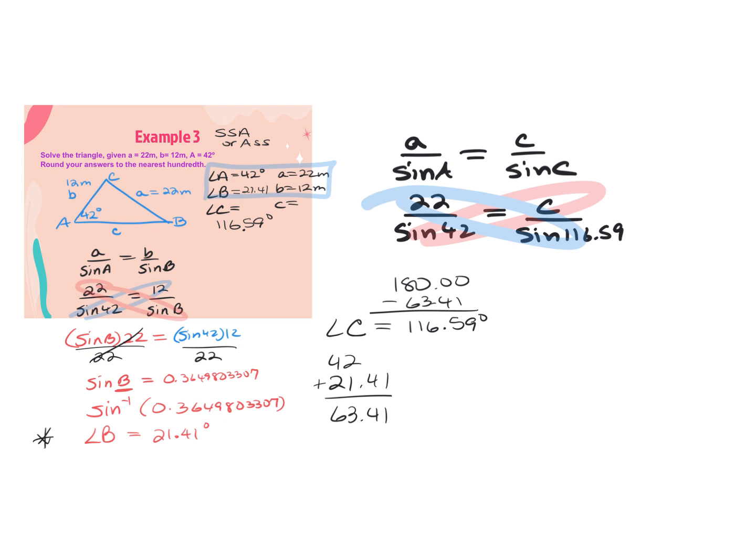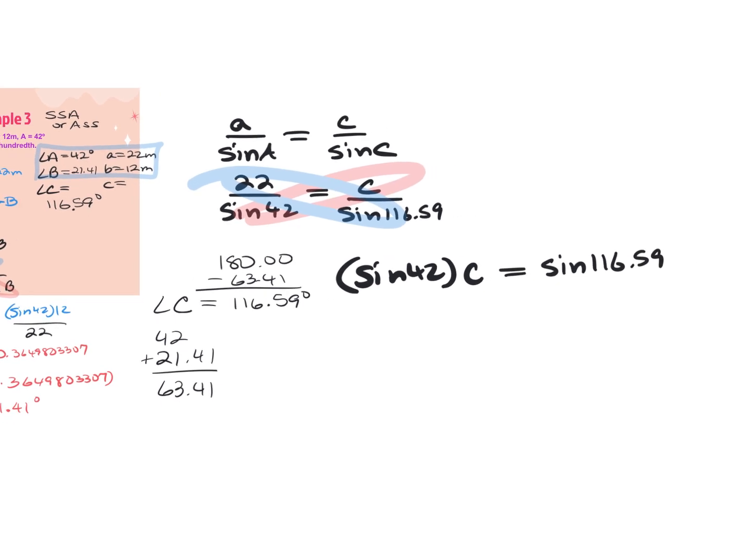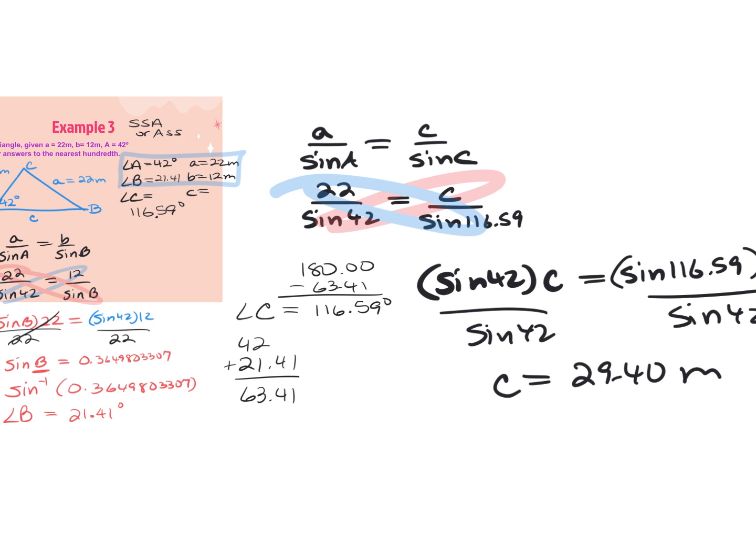And I end up getting the sine of 42 times C is equal to the sine of 116.59 times 22. Divide that by the sine of 42. We're looking for a side here. So all we're doing is doing this multiplication and division, no inverse, and I get 29.40, because I get 29.401, and these are meters. So notice I did not get an error on my calculator, so I know for sure I have one triangle.